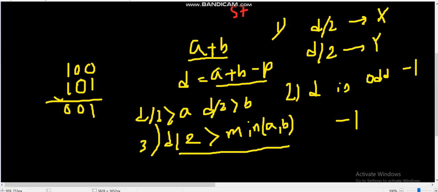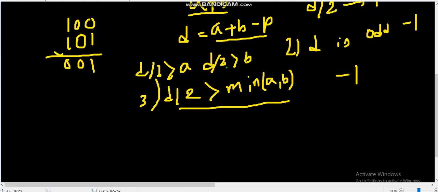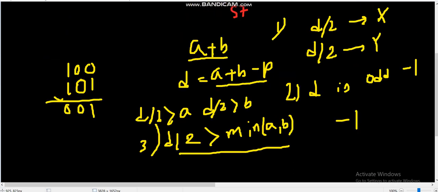We'll find the number of set bits in C. Let's call that P. Now we'll find D as the total number of bits which are set in X and Y both. So there will be D by 2 bits set in X, and D by 2 bits set in Y. Okay.